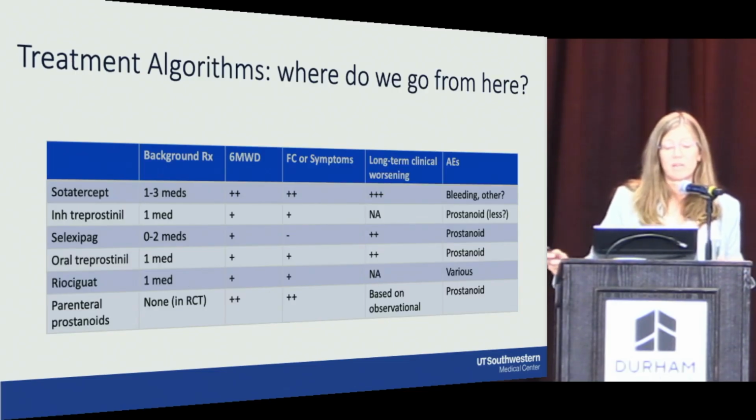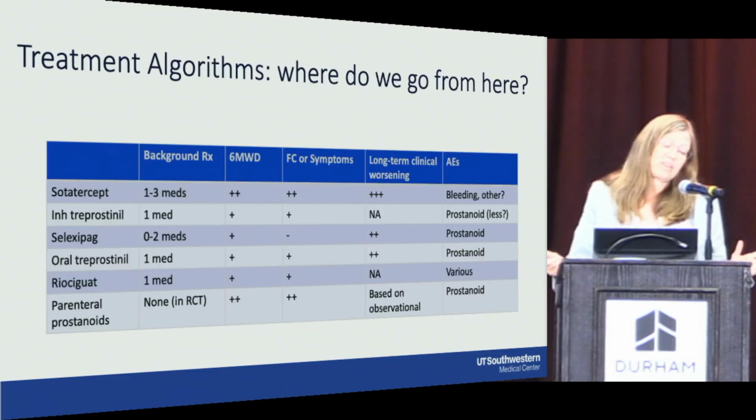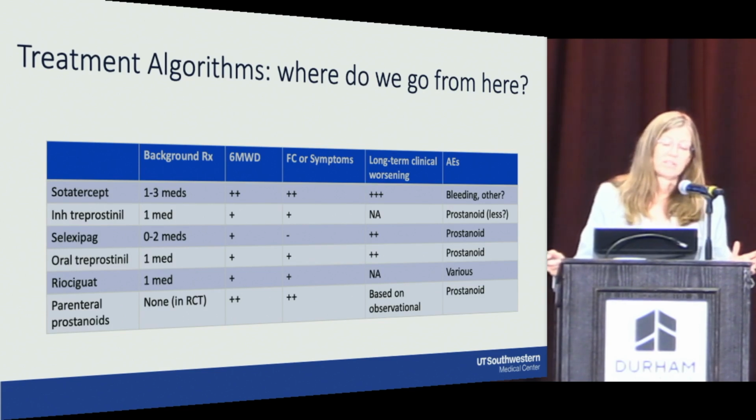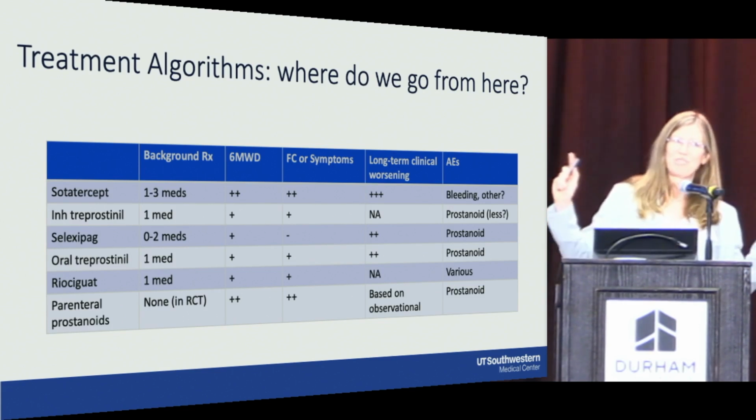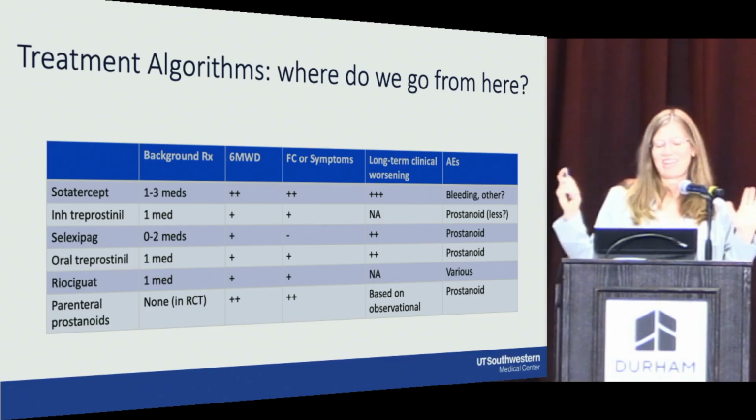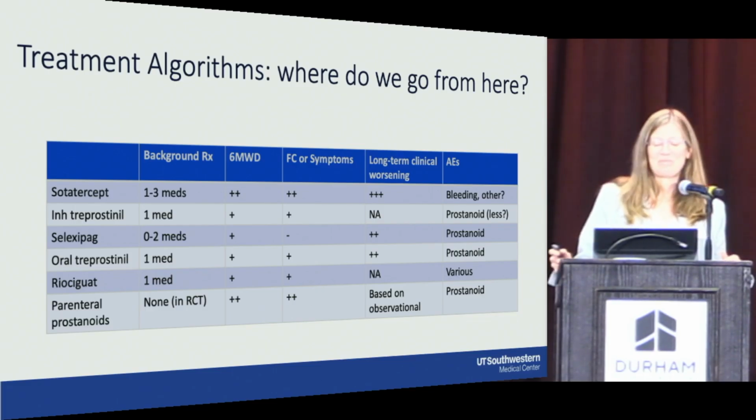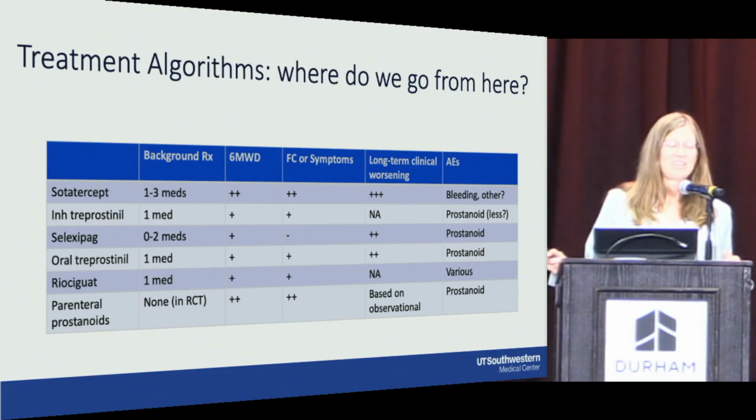So where do we go from here? I think we have larger improvement with sotatercept in both, even though I said don't compare across studies: 6-minute walk, functional class, time to event, but uncertainty about AEs. And so I think we likely will continue to see increasing use there.